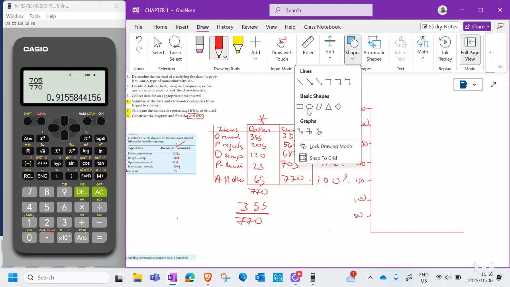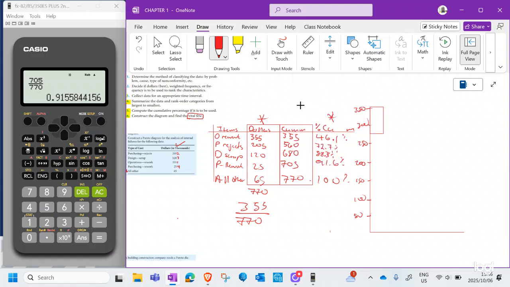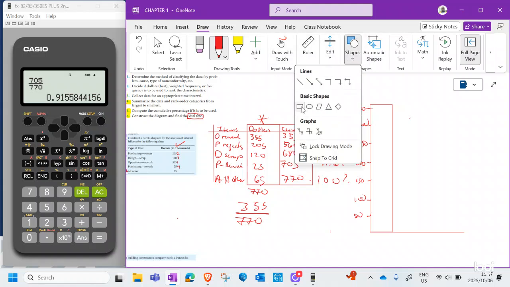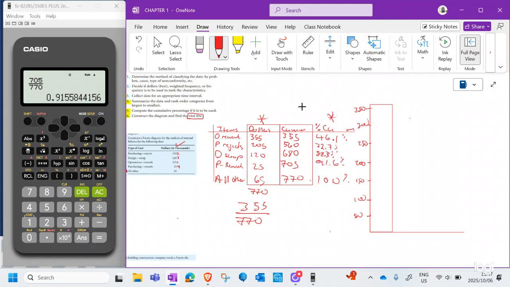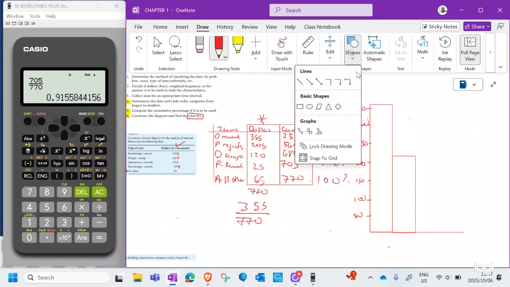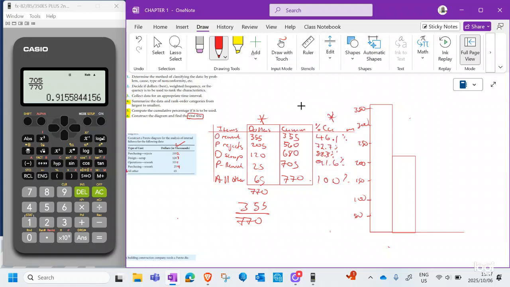All right, so guys, let's not make noise then. This one slightly above there. Okay, and then now I'm just plotting. Then I go to 205 around here. Right, then I go to 120.